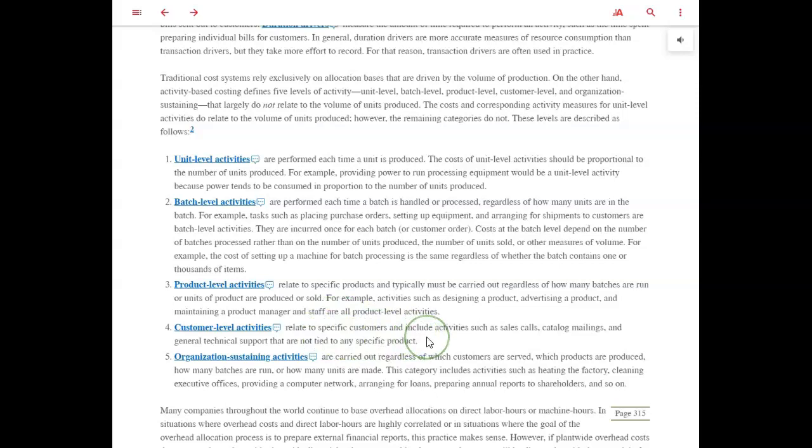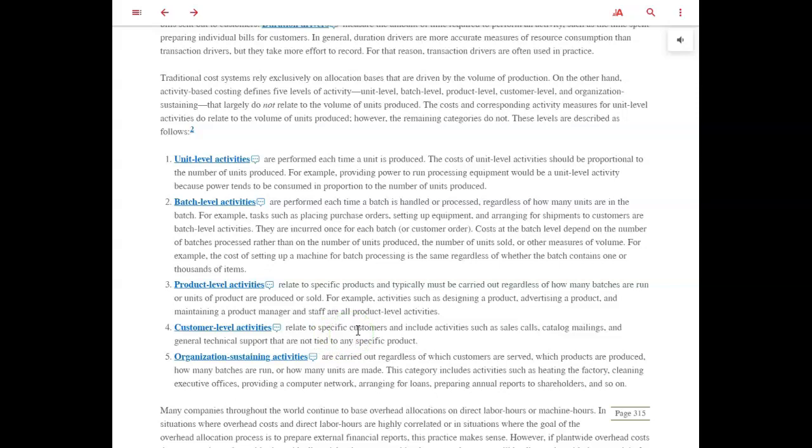This gets completely away from most of your manufacturing cost, and it takes some cost to service your customers. You have sales calls, you mail catalogs, you email them product designs for their approval, and just general technical support. So these will be overhead costs that really do not relate very much to production, but to servicing customers.